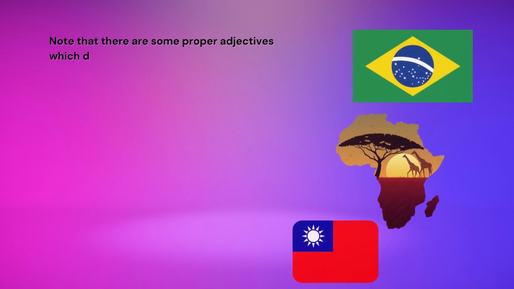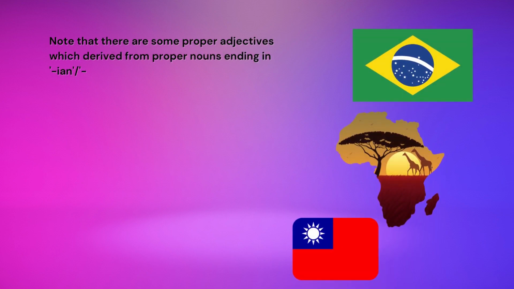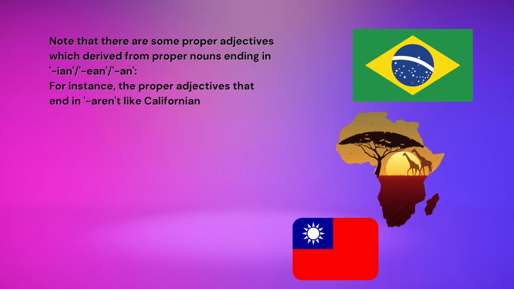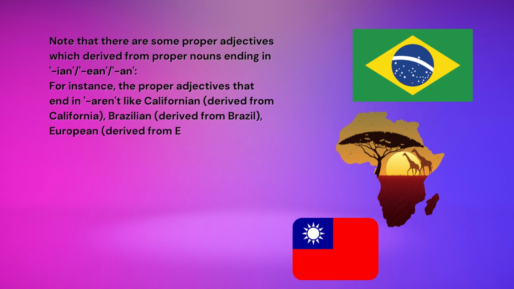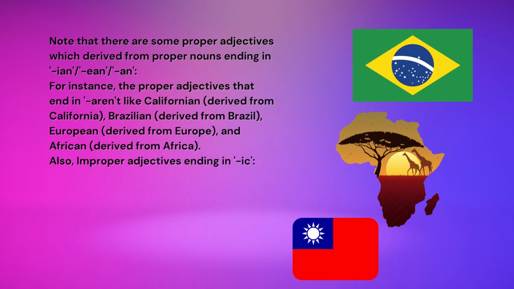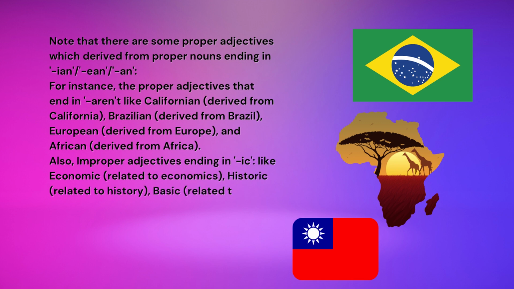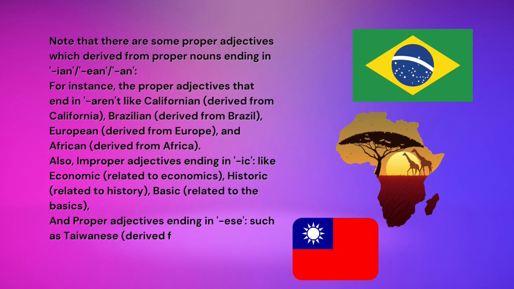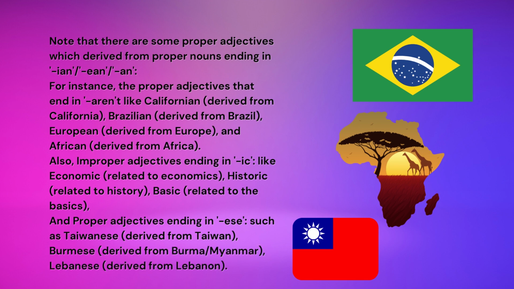Note that there are some proper adjectives which derive from proper nouns, ending in -an. For instance, the proper adjectives that end in -an, like Californian derived from California, Brazilian derived from Brazil, European derived from Europe, and African derived from Africa. Also, adjectives ending in -ic, like economic related to economics, historic related to history, basic related to the basics. And proper adjectives ending in -ese, such as Taiwanese derived from Taiwan, Burmese derived from Burma/Myanmar, Lebanese derived from Lebanon.